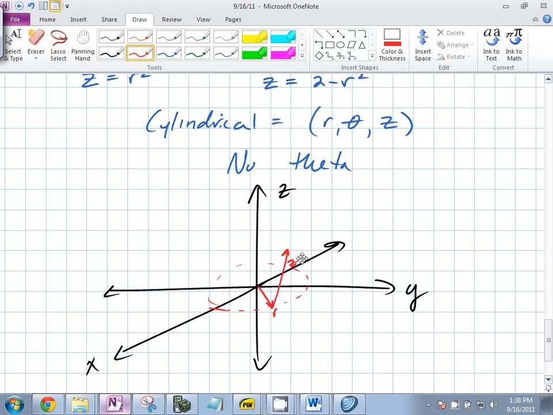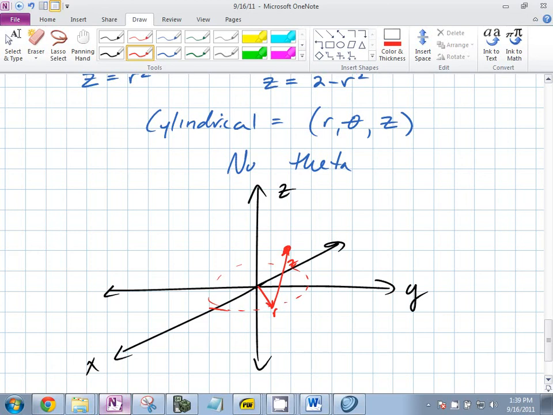So if we found one point, what happens when we rotate it? It stays the same, right? This is a rotational solid. We've just defined it all the way around which axis? The z-axis. Theta revolves around the z-axis in this coordinate system.